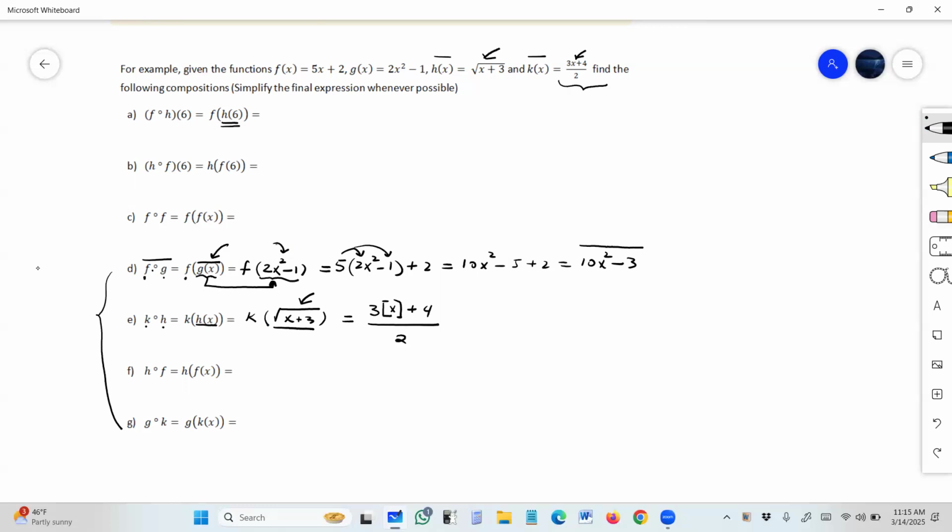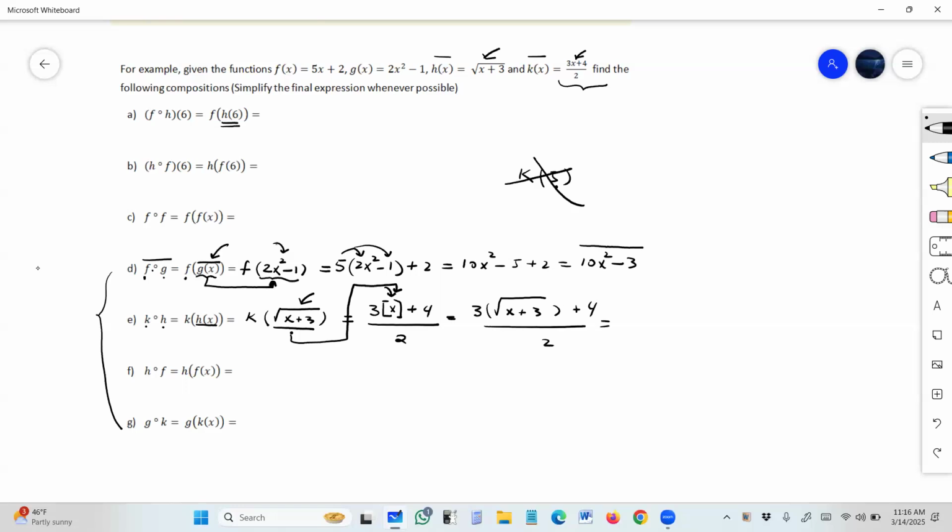And normally, if I wanted to evaluate, right, again, k at 5, you would get the 5, and you would replace it here. But I don't have 5. I have this whole function. So this whole function is going to go up there and replace x. So this is going to be 3 parentheses radical x plus 3 plus 4 over 2.